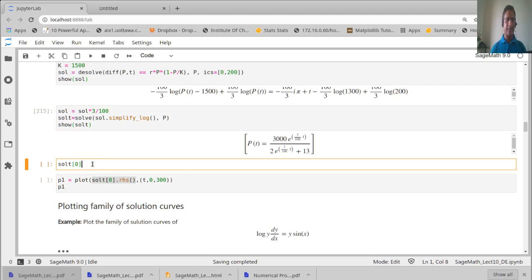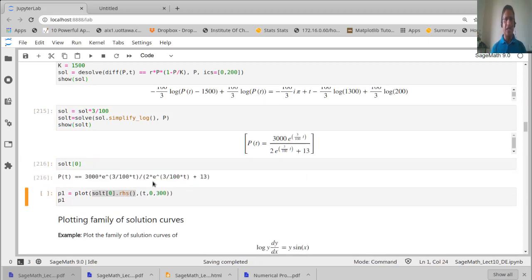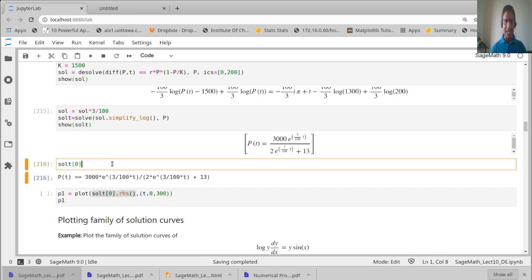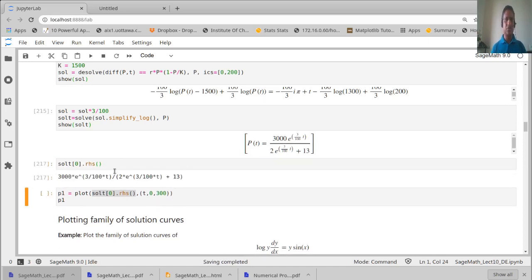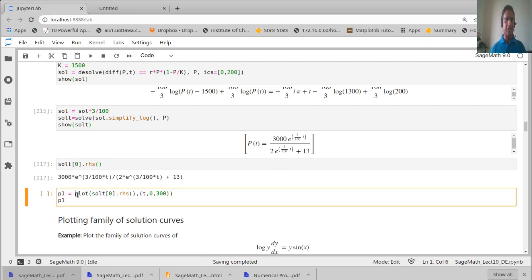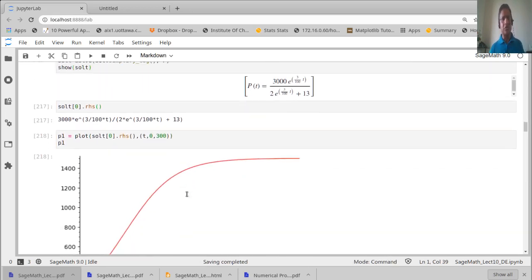So when I say solution[0], it removes the square bracket. This is the first term of the list, and then we'll say .rhs, the right hand side, so it will show only the right hand side part. So that is what I'm using. Plot this and see how the solution looks.